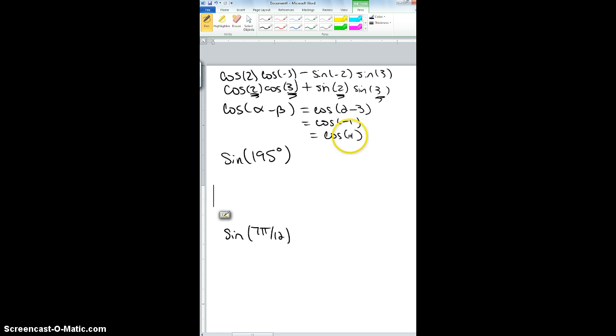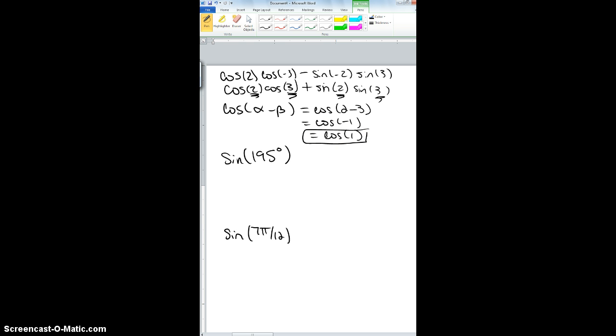Obviously, this is in radians, because there's no label as far as degrees go, and cosine eats angles and spits out ratios. And so this is in radians. At this point, I'd have to use my calculator to get an exact answer. That's the best I can do.